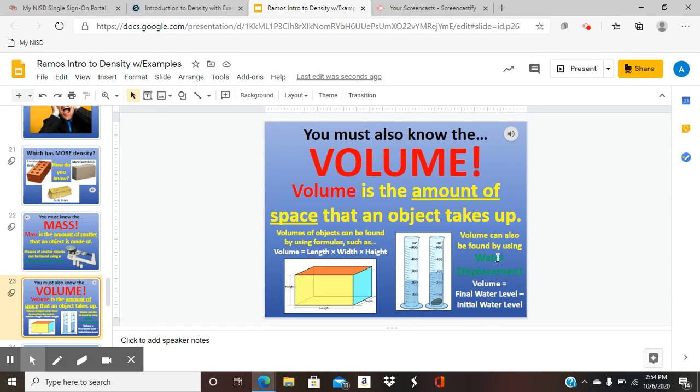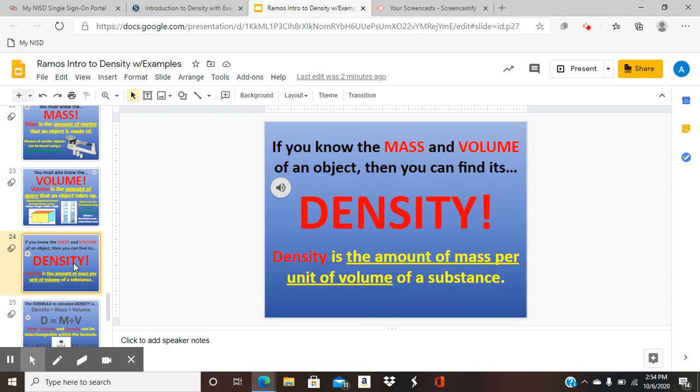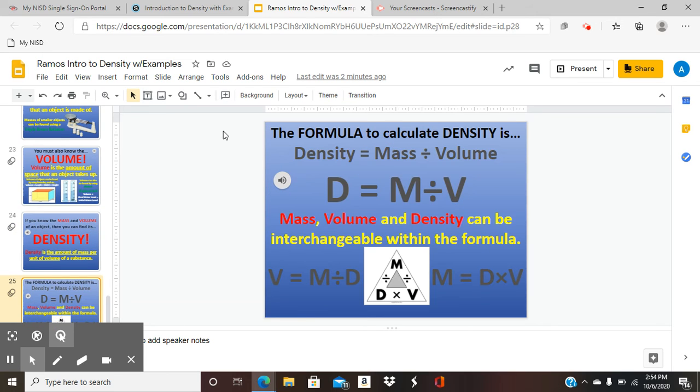But if you're going to take the volume of irregular shaped objects, you will be using water displacement, which is the final water level minus the initial water level. If you know the mass and volume of an object, then you can find density. Density is the amount of mass per unit of volume of a substance. So the formula for density is density equals mass divided by volume. D equals M divided by V.